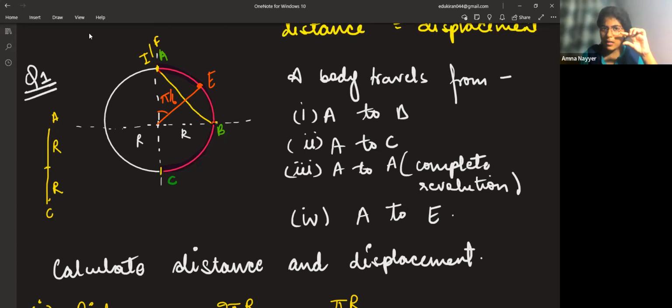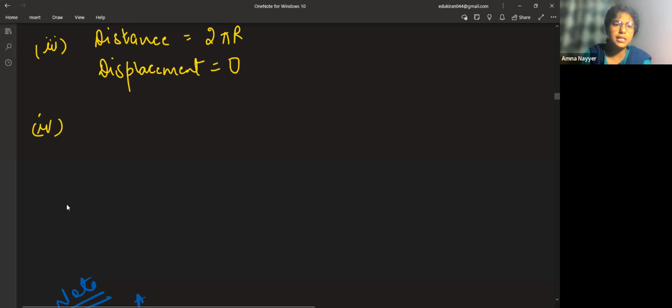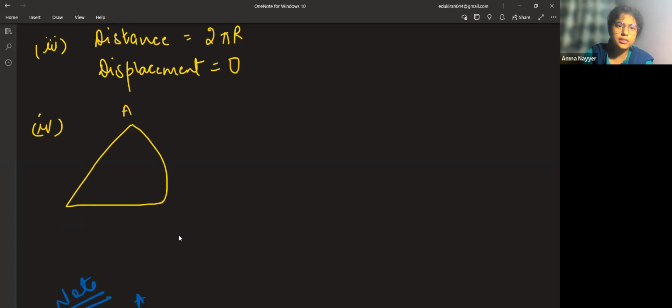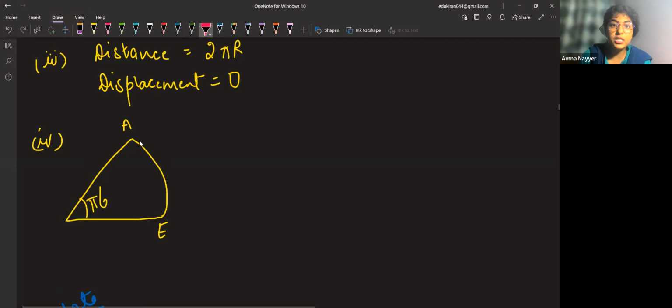Let me draw this part from A to E separately for you, because in the diagram it becomes a little haphazard. This is your A point. This is your E point. This is pi by 6. Now class, what will be distance? Whichever question is given to you, distance will become this only. This part is the distance covered, the arc that has been followed from A point to E point. That is your distance.